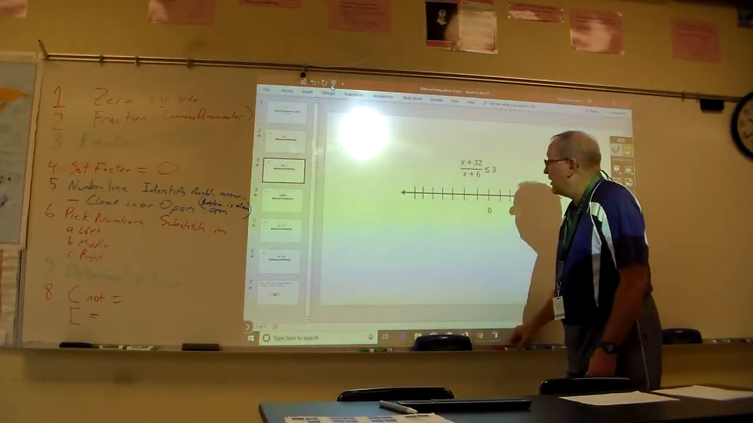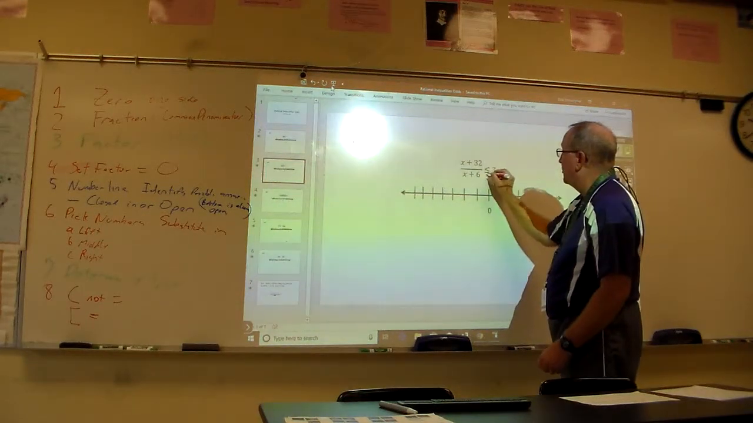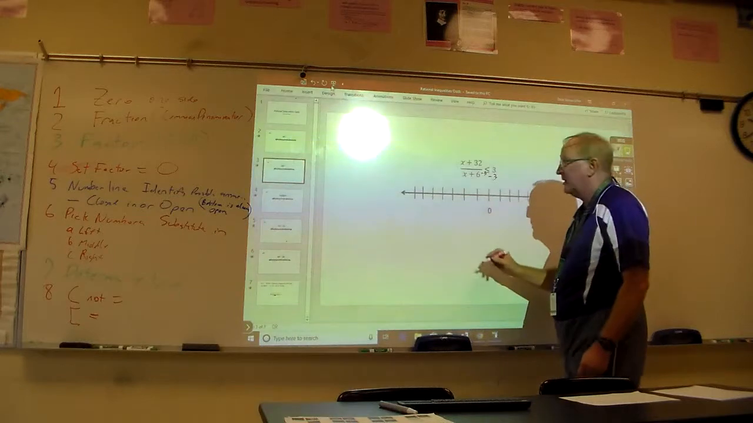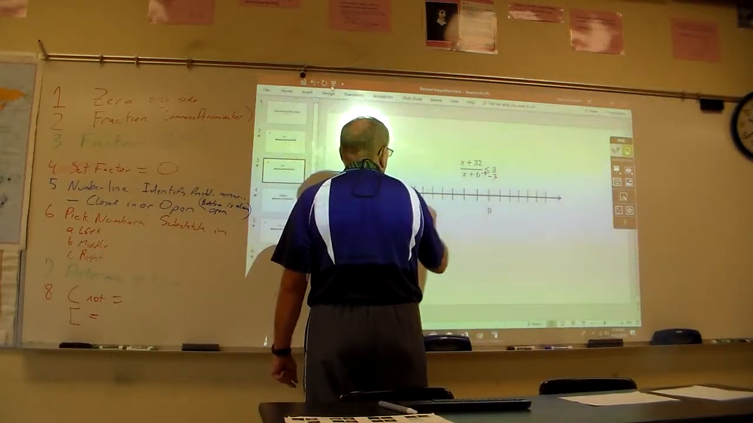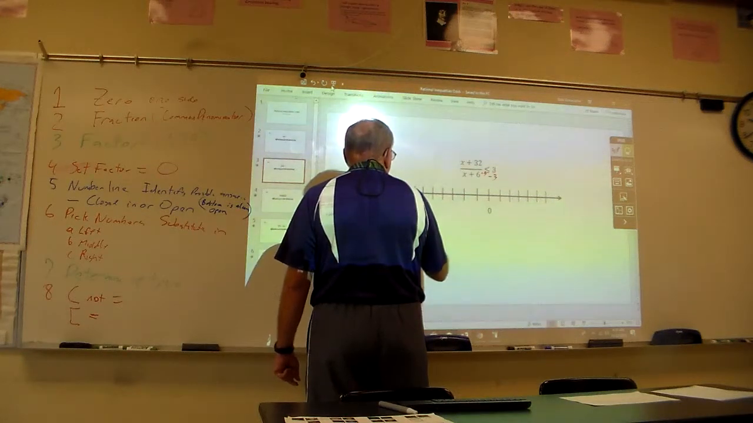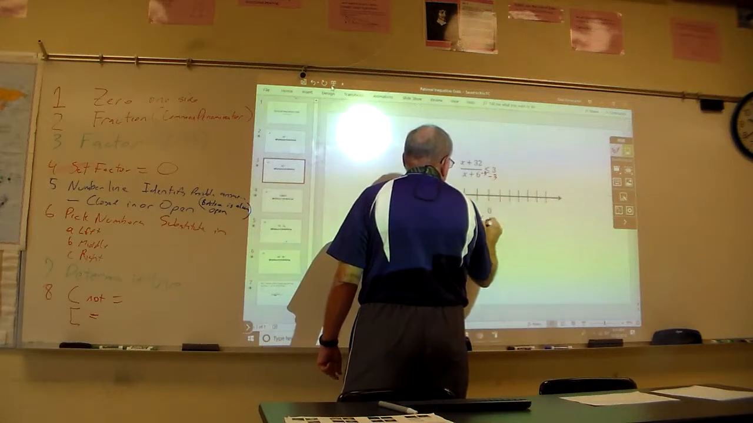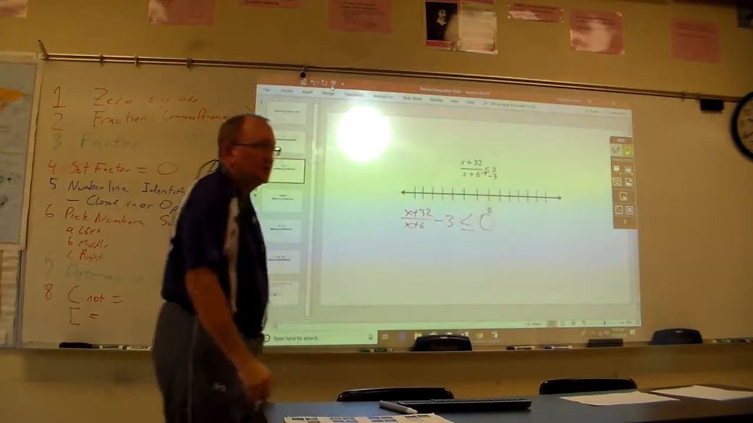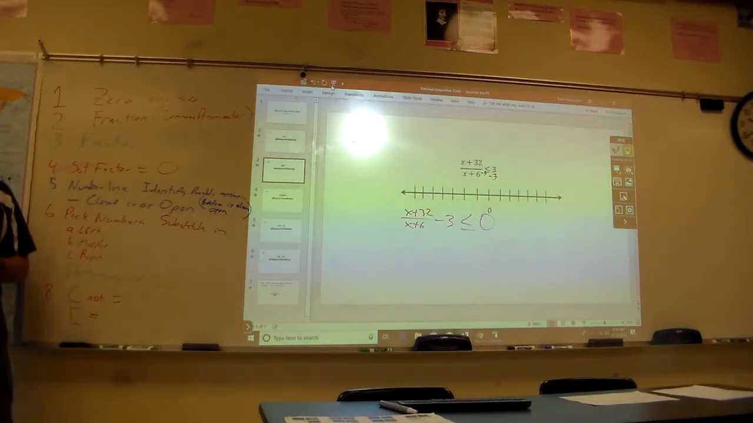So what would I have to do to get the 0 on one side? Subtract 3 from each side, right? So here's what it would look like: x plus 32 over x plus 6 minus 3 less than or equal to 0, right? Okay.